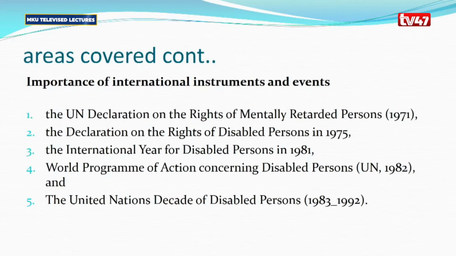Number 3, we have the International Year for Disabled Persons, which was started in 1981, or the instrument was done in 1981. Number 4, we have the World Program of Action Concerning Disabled Persons, and that was steered by the UN in 1982. Then the United Nations Decade of Disabled Persons, 1983 to 1992. This one actually passes as an event. Since we titled this Instruments and Events, this was an event.